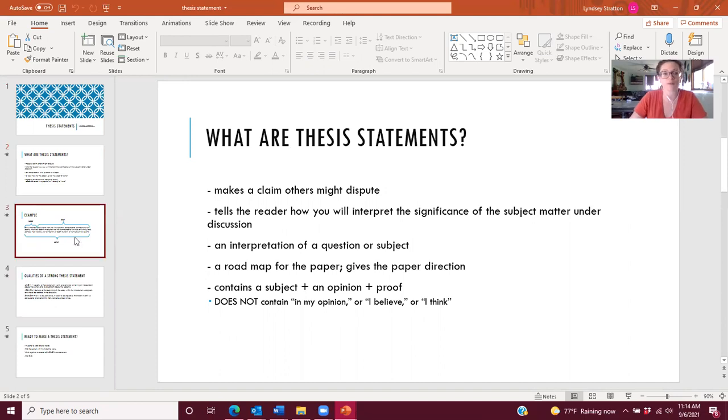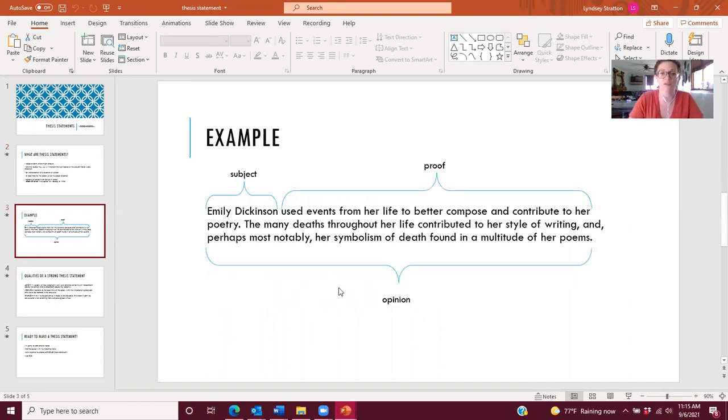So here's an example. Emily Dickinson used events from her life to better compose and contribute to her poetry. The many deaths throughout her life contributed to her style of writing, and perhaps most notably, her symbolism of death found in a multitude of her poems. So that bottom half, that last sentence, is the opinion. The proof is here: used events from her life, and the subject is Emily Dickinson.